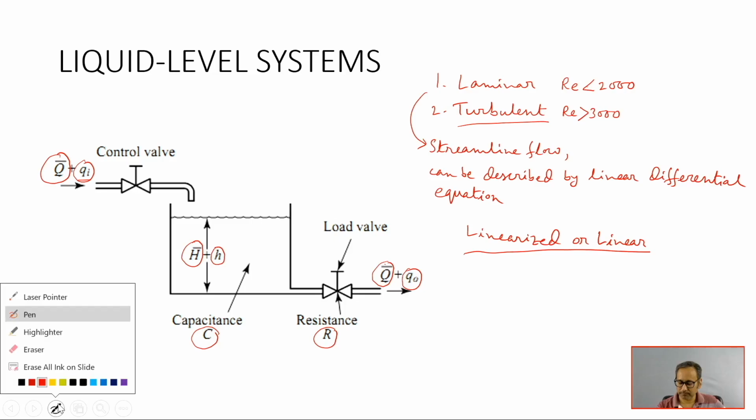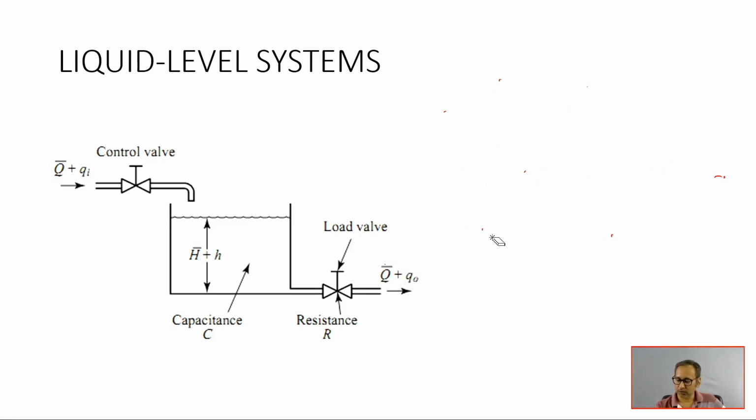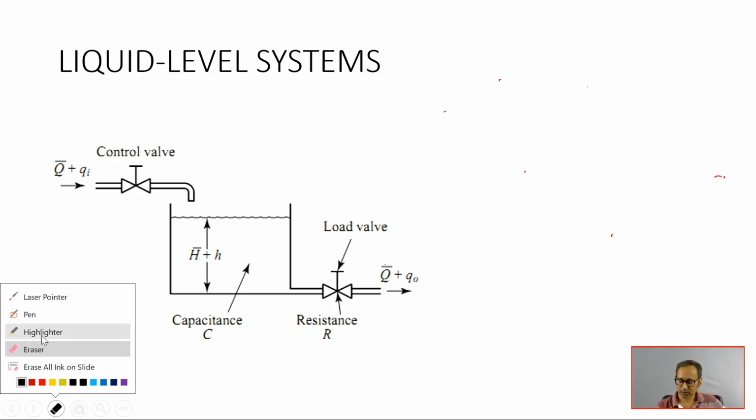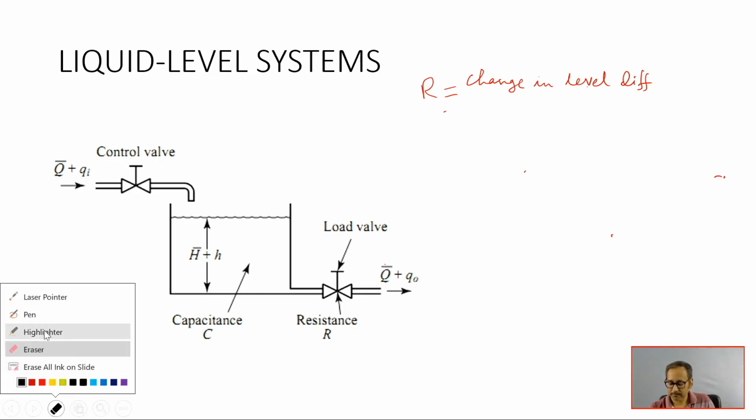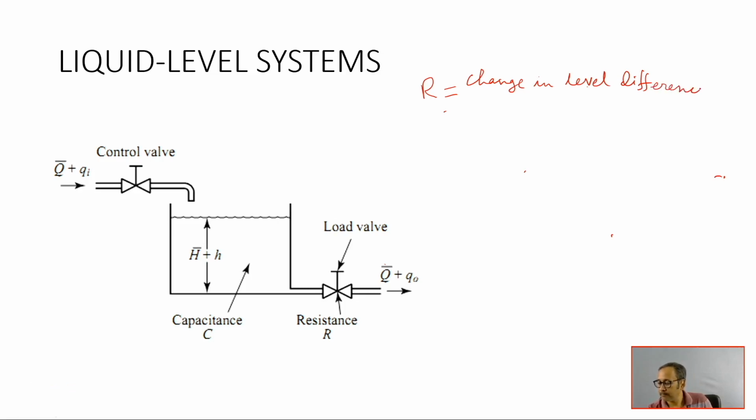So, let me erase this. See, resistance R is defined as the change in level difference, which in SI unit should be in meters, divided by the change in flow rate.